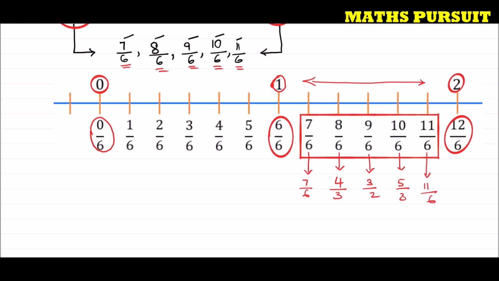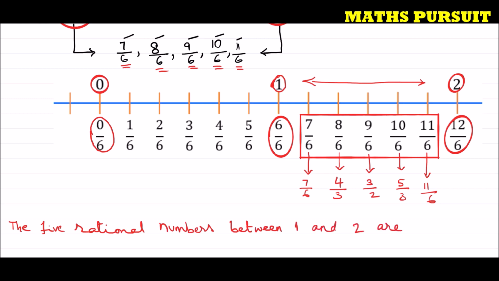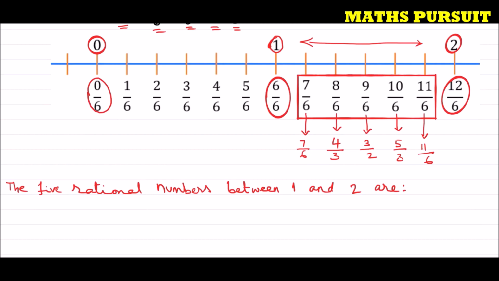Now let us write our concluding notes saying that the 5 rational numbers between 1 and 2 are 7 upon 6, 4 upon 3, 3 upon 2, 5 upon 3 and 11 upon 6.